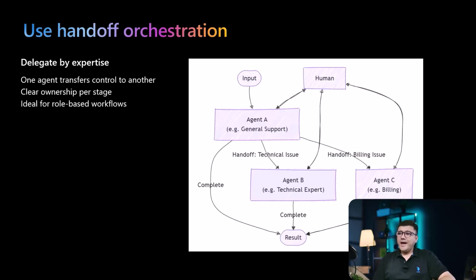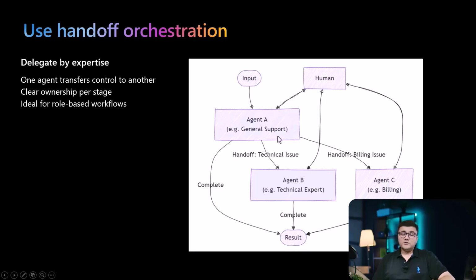What is this? Handoff orchestration focuses on dynamic delegation. You have some input which is taken care of by one agent. We do not have any centralized orchestrator here, unlike group chat orchestration. Each agent has specialized expertise, so one agent transfers control to another one, which may handle that task in a much better way. For example, you can see there is clear ownership per stage. Like this is an agent focusing on journal support. Let's say I'm taking a scenario of customer support. The user is asking for support.